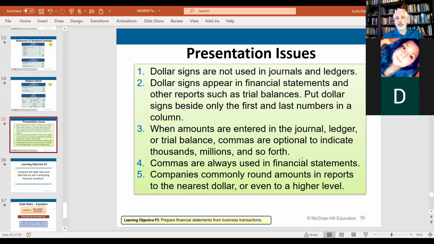Some tips on presentation. You can read that, but basically don't use dollar signs in your journal entries, but use commas. And dollar signs in a spreadsheet go at the top and the bottom of the column.